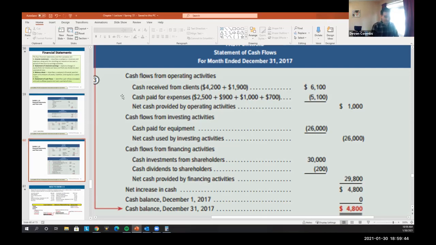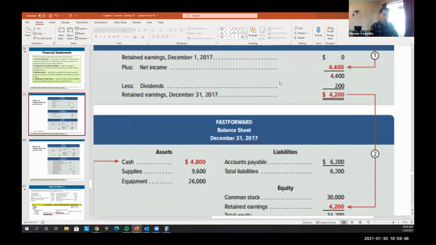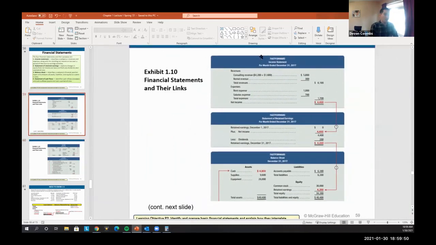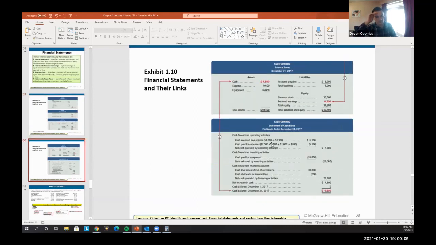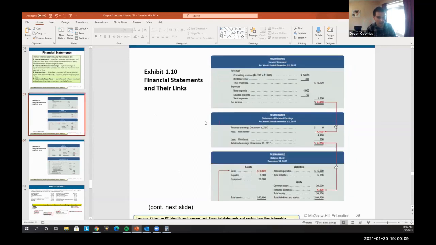There's a lot here, and we're going to spend a lot of time going into this detail. All you need to know right now, all I want you to leave this with, is the four financial statements: income statement, statement of retained earnings, balance sheet, and statement of cash flows, and their order. How do you prepare them? Income statement is first, statement of retained earnings second, balance sheet is third, statement of cash flows is fourth. That's all I need you to know for this slide, and then make sure you start reading into this and learning it.